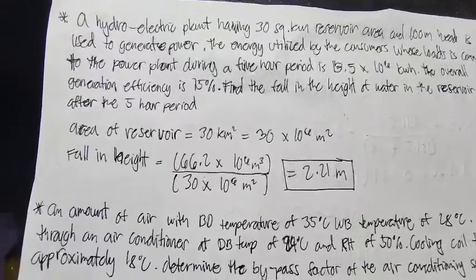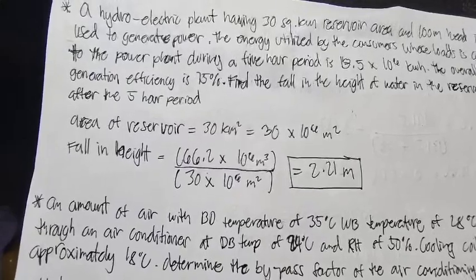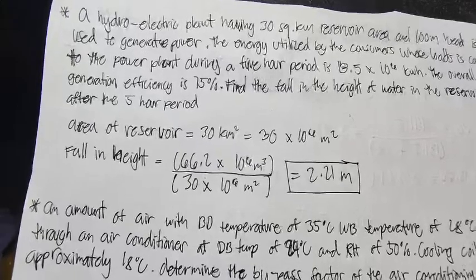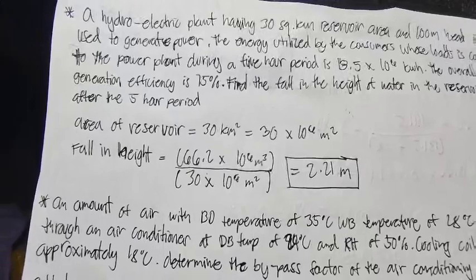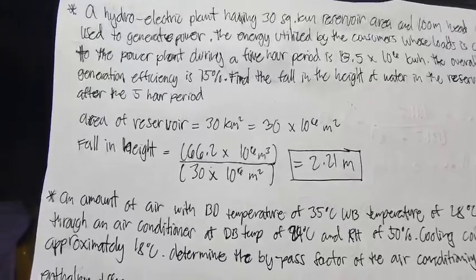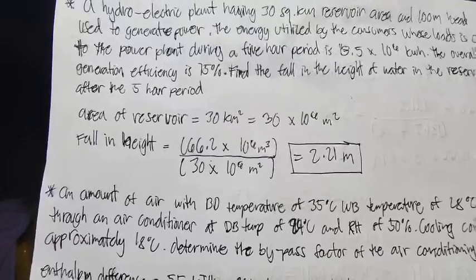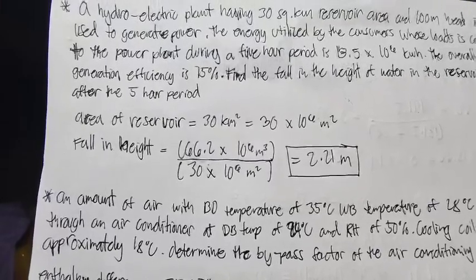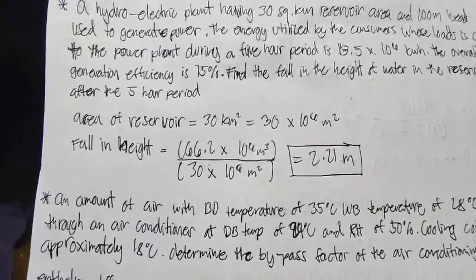So let's have the area of the reservoir. The area of the reservoir is 30 square kilometer, so it will be 30 by 10 to the power of 6 meter squared. So the fall in height will be 66.2 times 10.6 meter cubed over 30 by 10 to the 6 meter squared. So the answer is 2.21 meter.